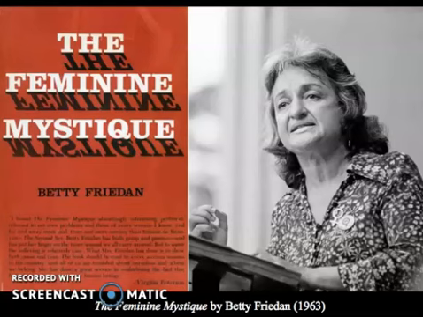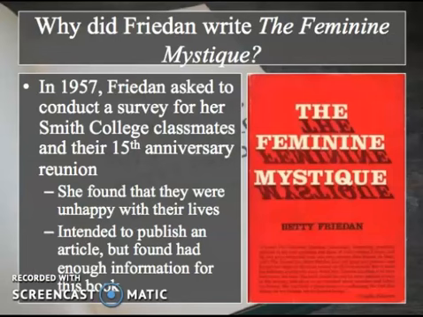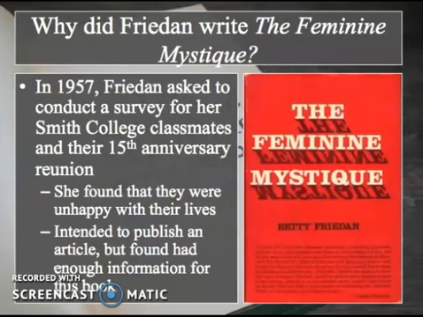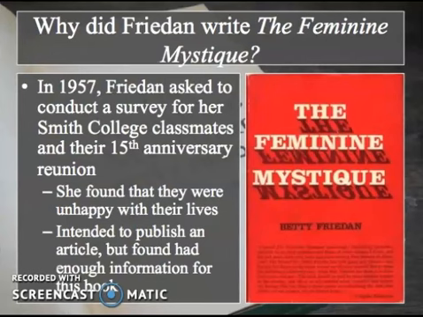And this is really going to occur in 1963 with The Feminine Mystique by Betty Friedan. She wrote this because she was going to interview and conduct a survey of her Smith College classmates at their 15th anniversary reunion. She was originally going to write an article, and ends up writing this massive piece of literature that's important today to her work and to feminism.